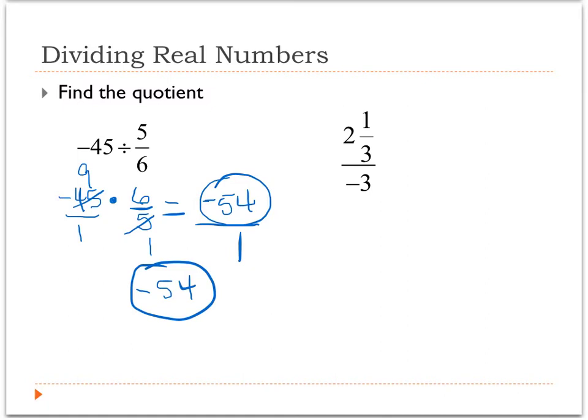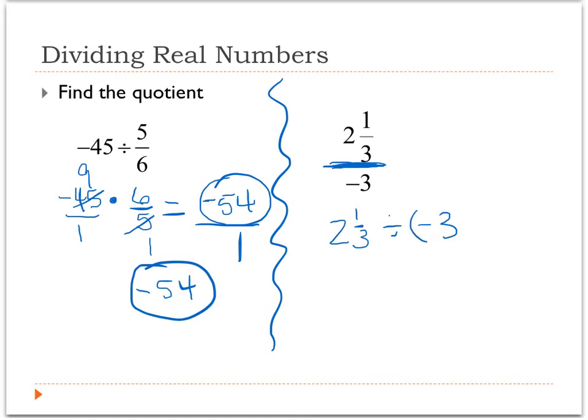The next problem is another way to show division. Notice here that we have my division line that separates a numerator from a denominator. Notice my numerator is a mixed number, 2 1/3. So I want to take 2 1/3 divided by negative 3. Another way to write that would simply be 2 1/3, and here I'll draw a little squiggly line to separate the two problems, divided by negative 3. That's another way to write the exact same problem.